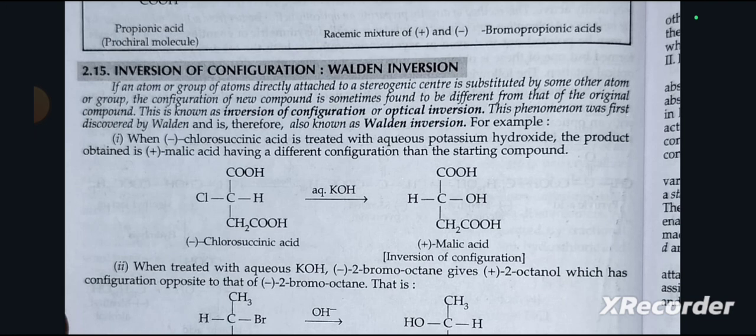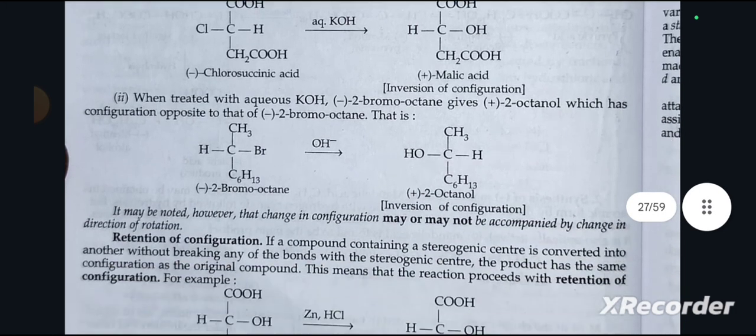For example, first, when minus chlorosuccinic acid is treated with aqueous potassium hydroxide, the product obtained is plus malic acid, having a different configuration than the starting compound. COOH CHCl CH2COOH, minus chlorosuccinic acid, in presence of aqueous KOH gives COOH CHOH CH2COOH, plus malic acid. Inversion of configuration.